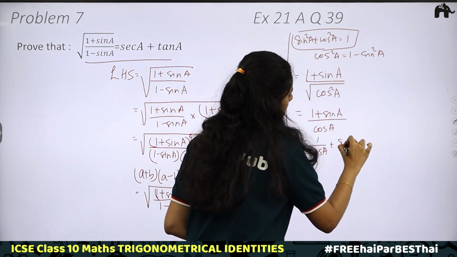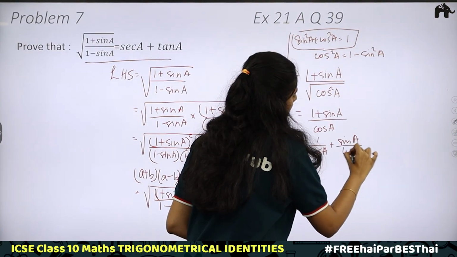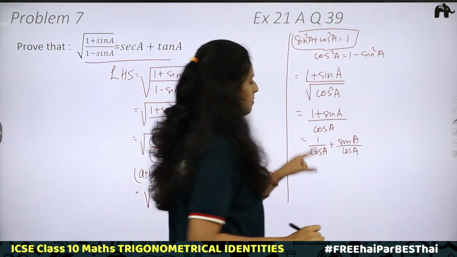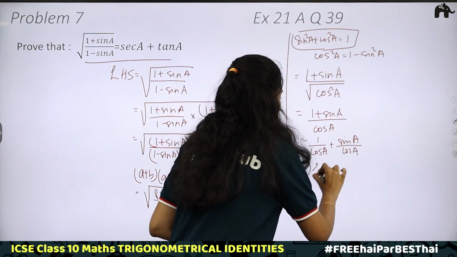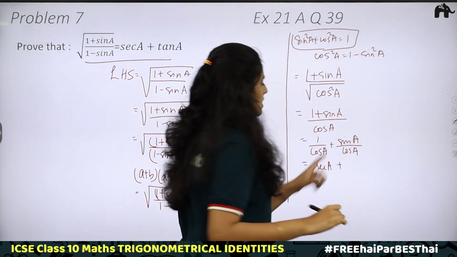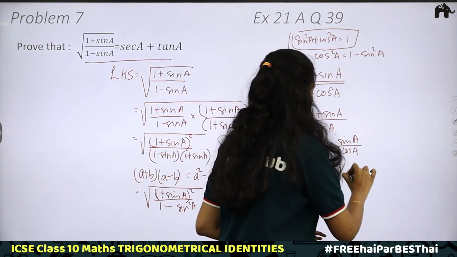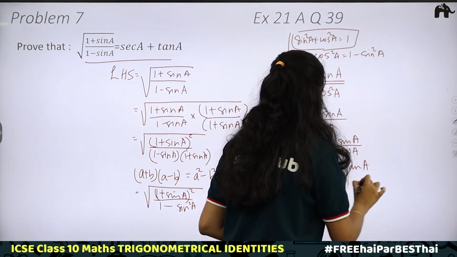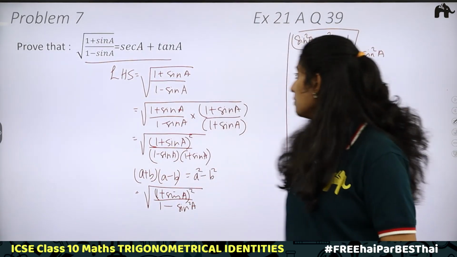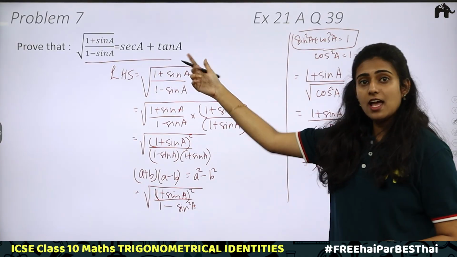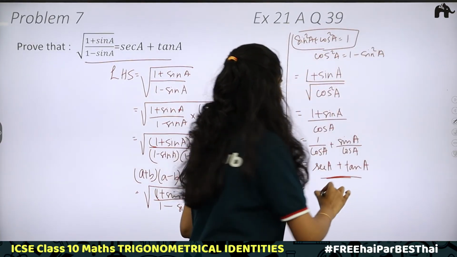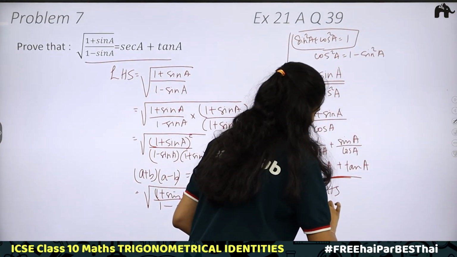plus sin A by cos A. 1 by cos A is equal to sec A, plus sin A by cos A is equal to tan A. Okay. So, we'll be getting sec A plus tan A, which is the required right hand side. So, this is the proof. Hence proved.